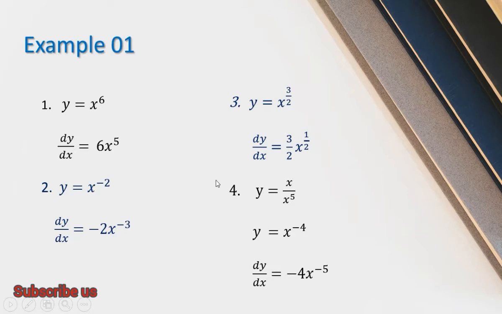Number 4. It is not in the normal question form, so first of all, we have to simplify. Here, we can take the denominator to the numerator. After adding the powers of the same base, we get y equals x to the power minus 4, and then we get dy by dx equals minus 4x to the power minus 5.